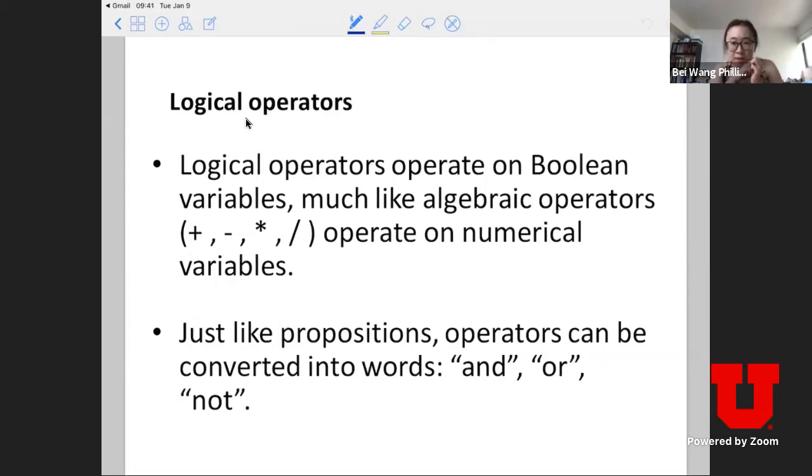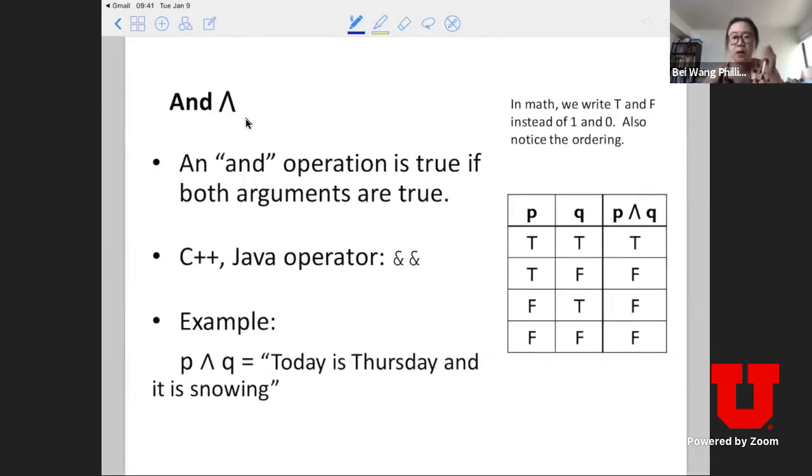So what are logic operators? Logic operators operate on Boolean variables. So they act like algebraic operations. They're similar to plus, minus, multiplication, and division, similar to how you operate on numerical values. So just like propositions, operators can be converted into words. For example, the three things that we're going to use most in this class are the logic operators and, or, and not. And it's possible some of those topics are actually a review for some of you, as you might have seen this before. So let's start with the AND operator, okay?